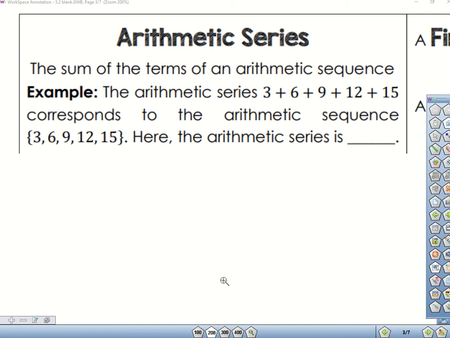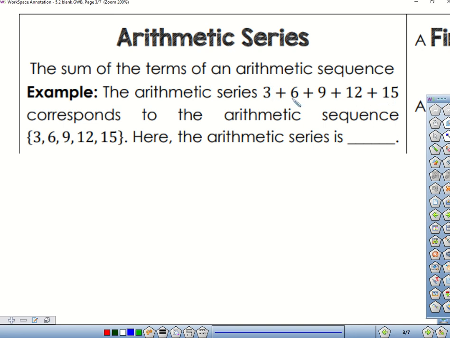So the sum of the terms of an arithmetic sequence, for example, if we take the arithmetic sequence 3, 6, 9, 12, 15, and we add up those terms, that's what we call an arithmetic series. Basically every arithmetic sequence can be transformed into a series by simply adding all those terms together. In this case, you want to find the actual sum of this arithmetic series. So we would just add up the numbers.